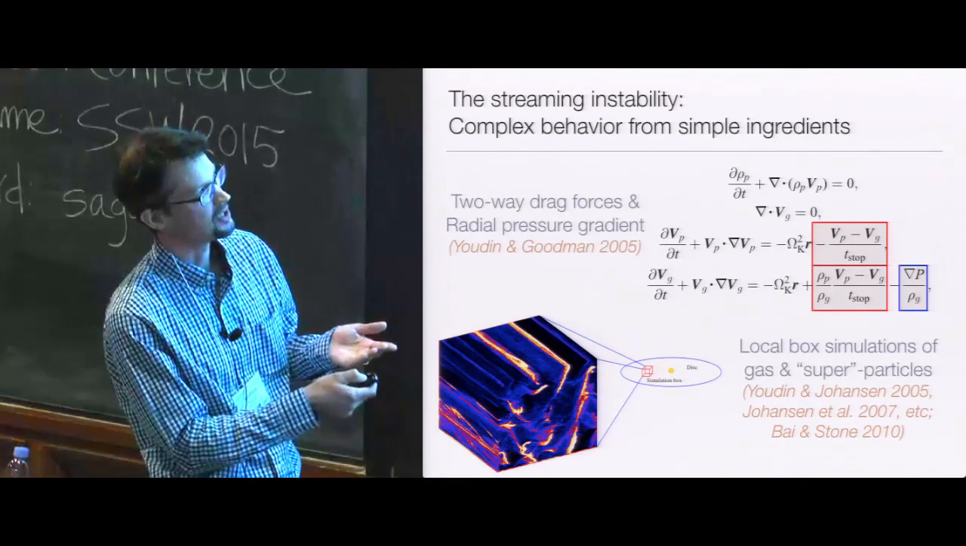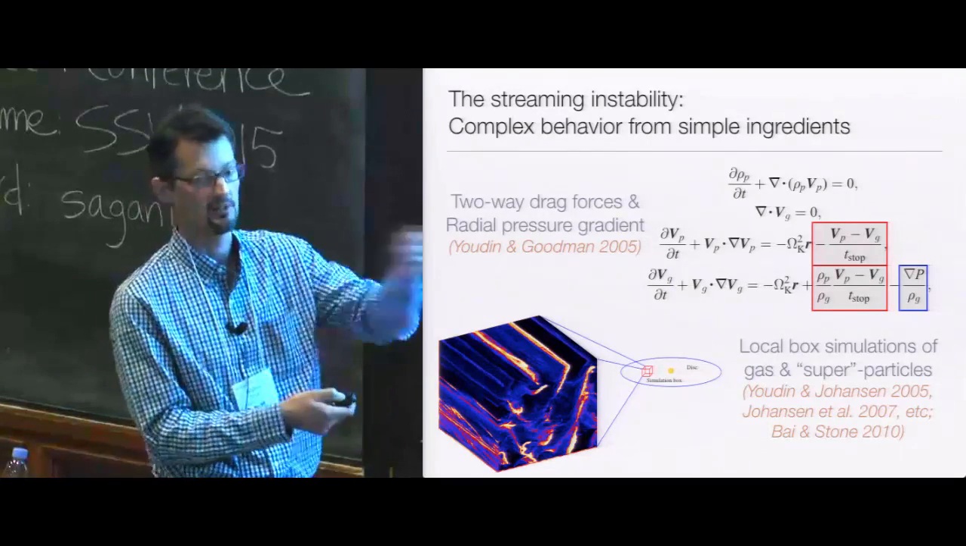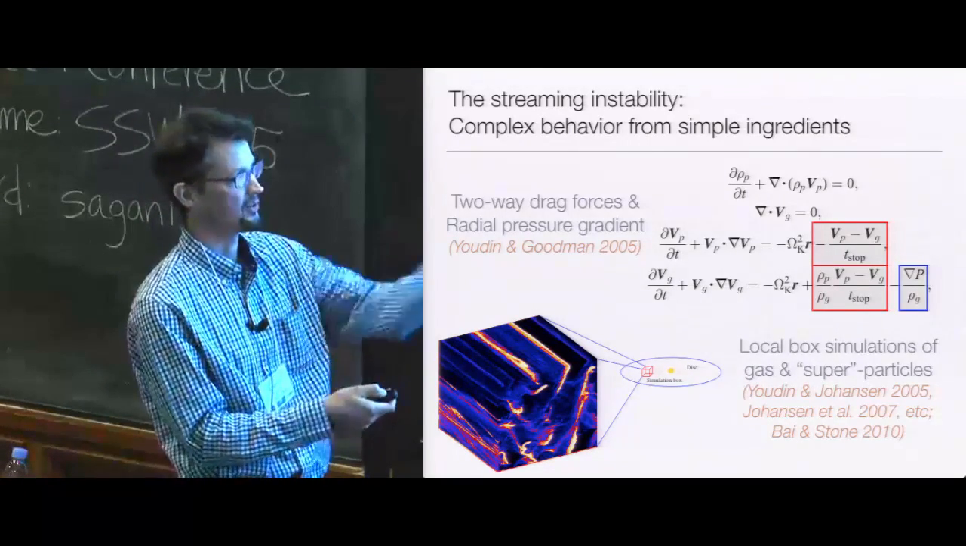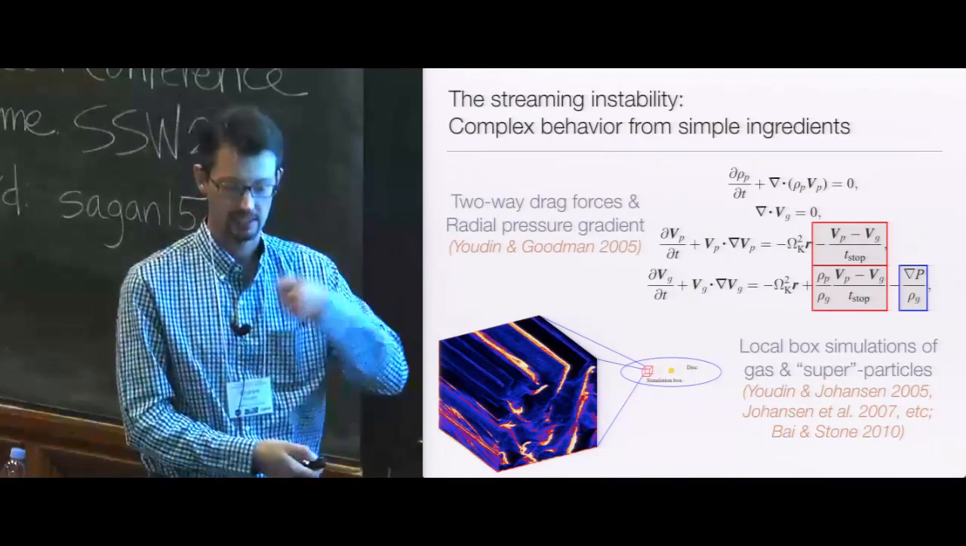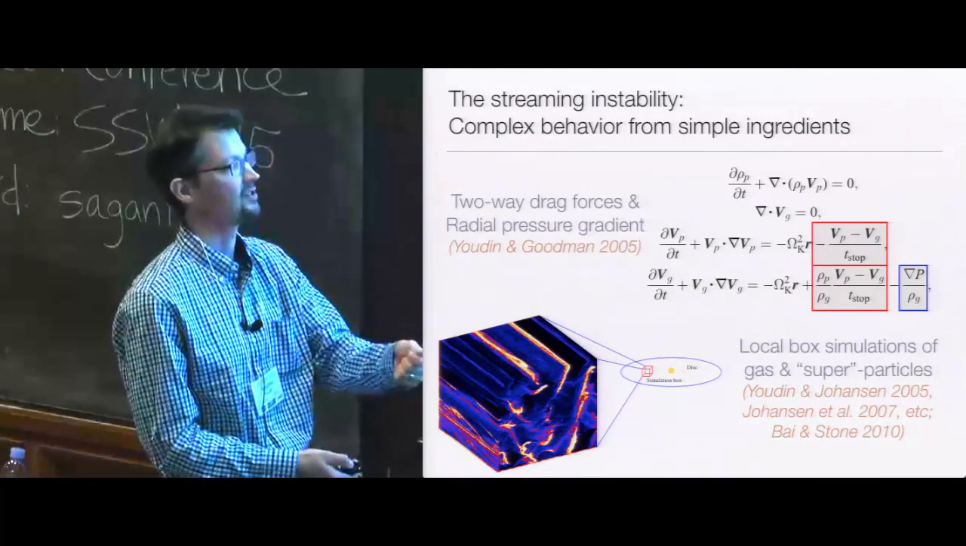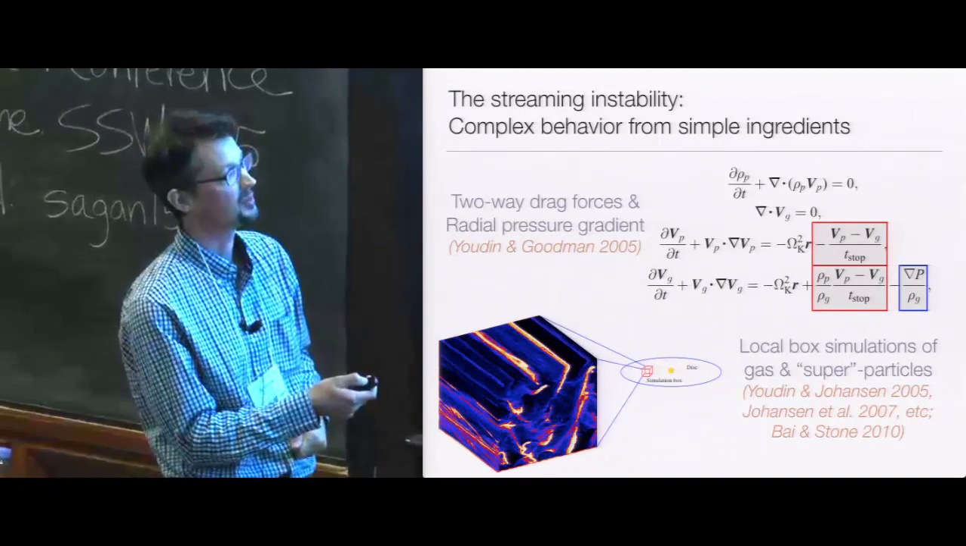And then the key ingredient is that you also have a back reaction that obeys Newton's third law. Obviously, that momentum that you take from the particles goes to the gas. And then the other key ingredient is just this pressure gradient that acts on the gas, that drives the radial drift, that's also the same energy driver for this instability.